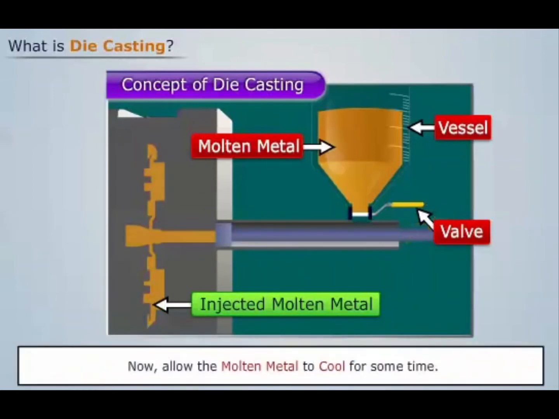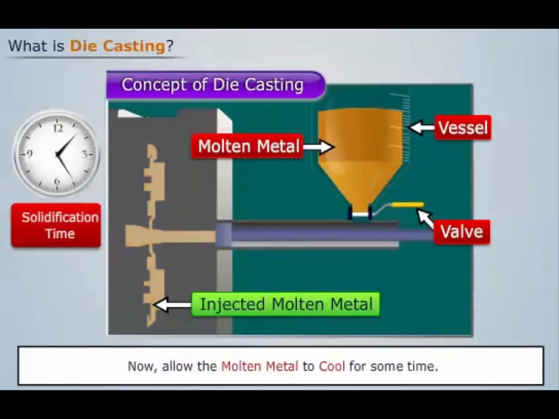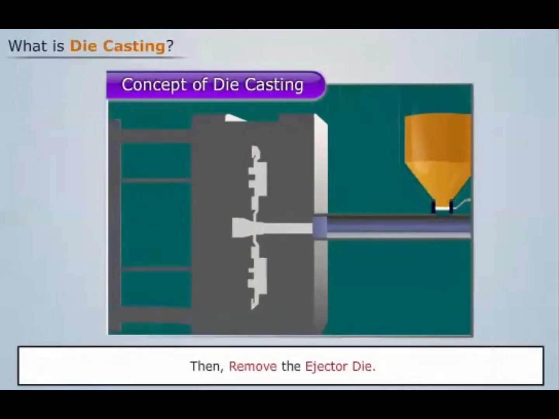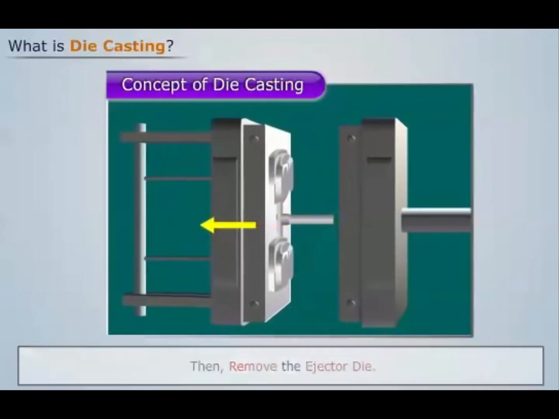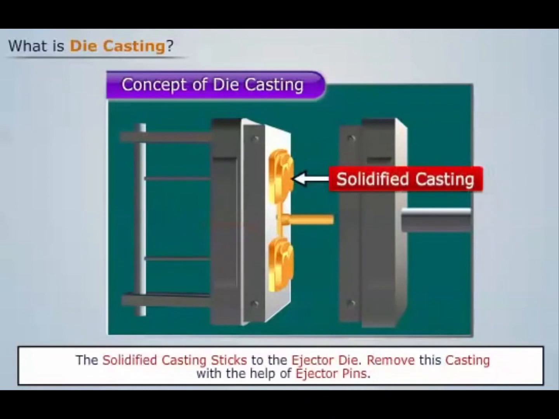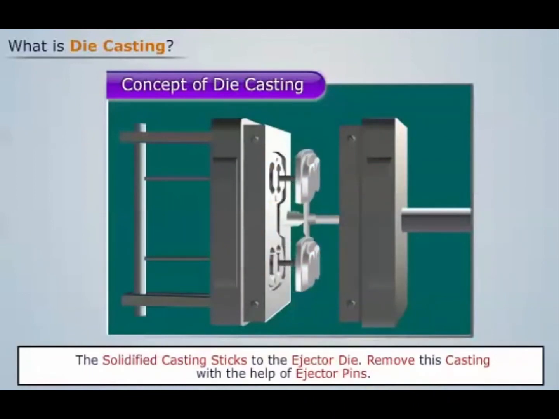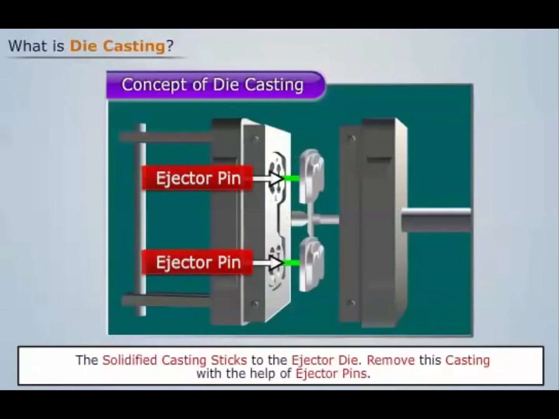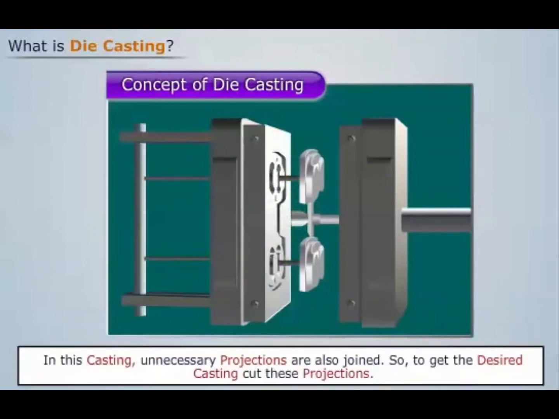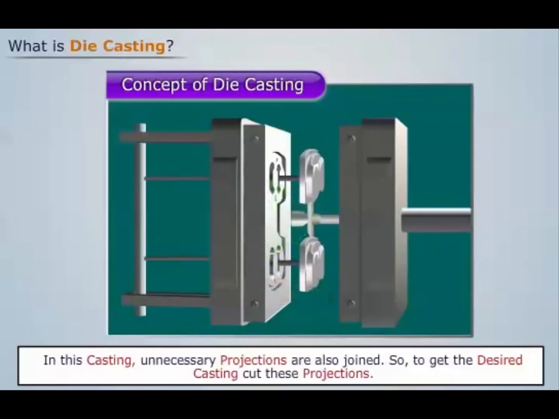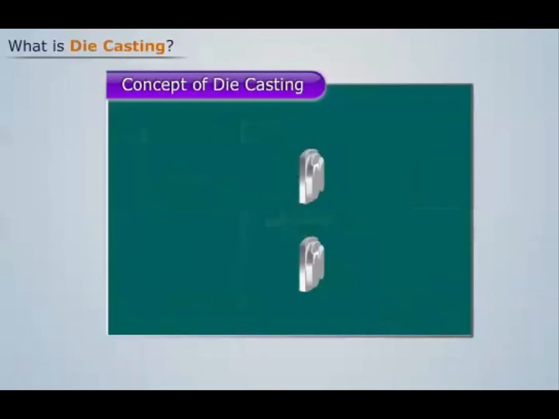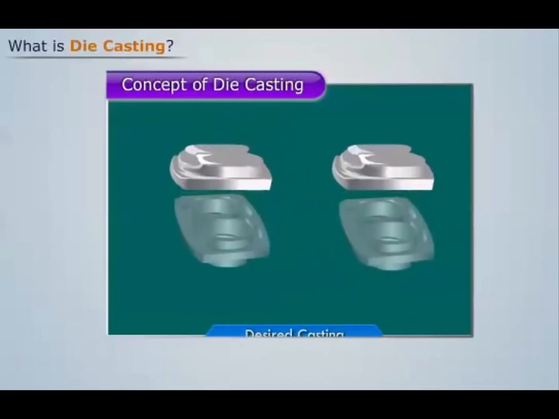Now allow the molten metal to cool for some time. Then remove the ejector die. We see that the solidified casting sticks to the ejector die. Remove this casting with the help of ejector pins. We see that in this casting, unnecessary projections are also joined. So, to get the desired casting, cut these projections. Thus we get the desired casting.